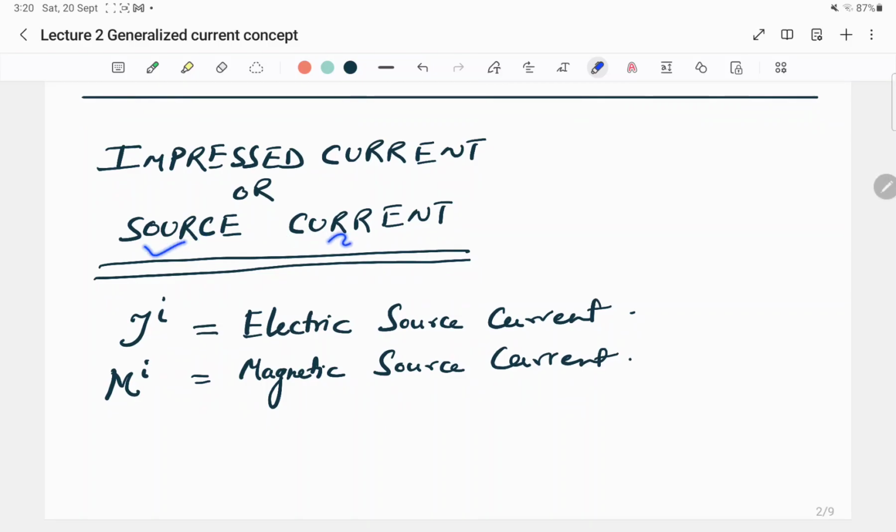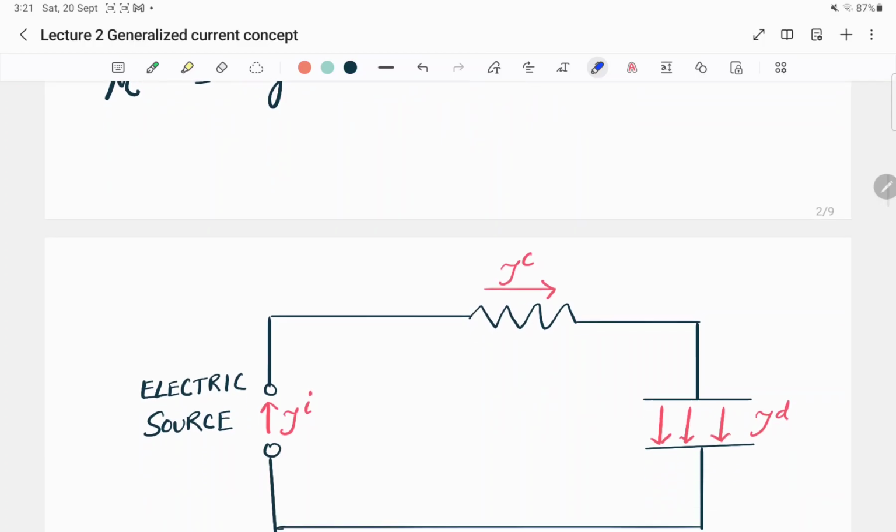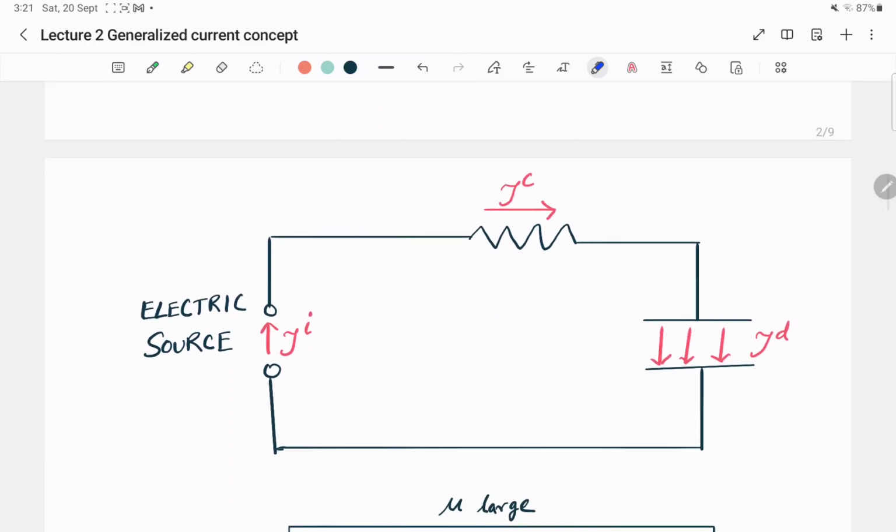Now the source current, let us denote it by Ji and Mi, where this i in the superscript represents the impressed current. So whatever source we apply on a circuit, that we can call a source current or impressed current, denoted by Ji or Mi. Therefore the total current will be the summation of Ji, Jc and Jd.